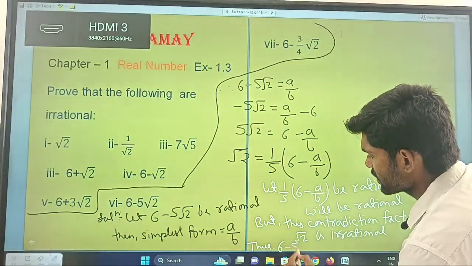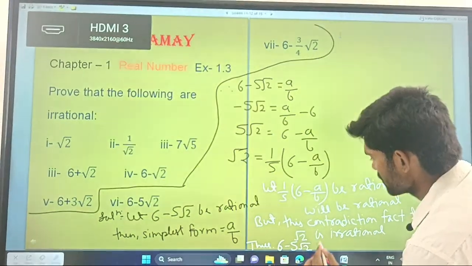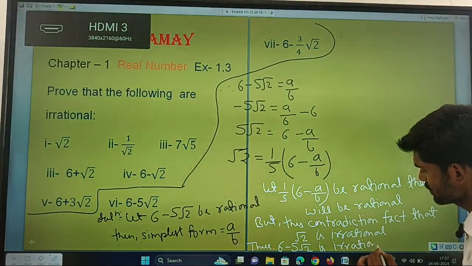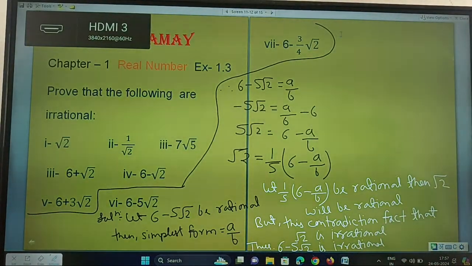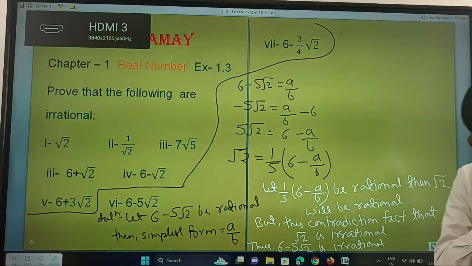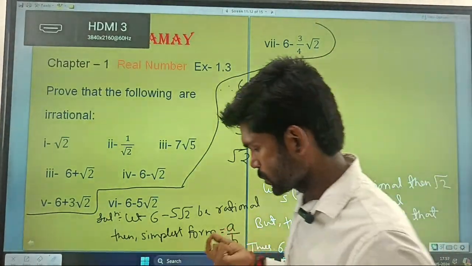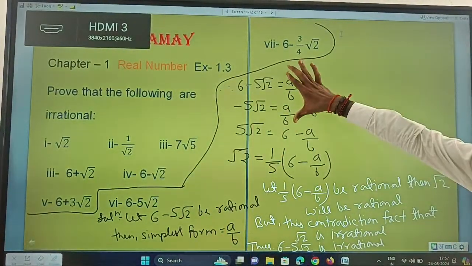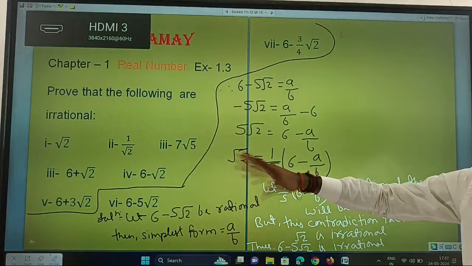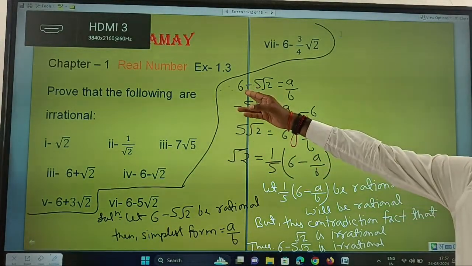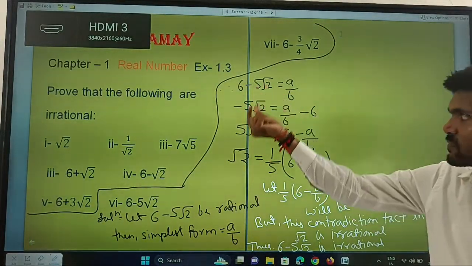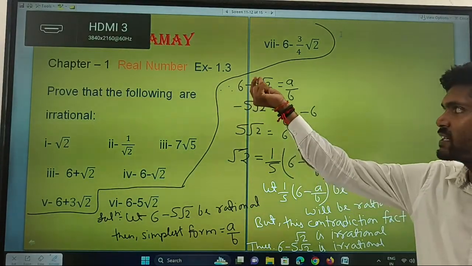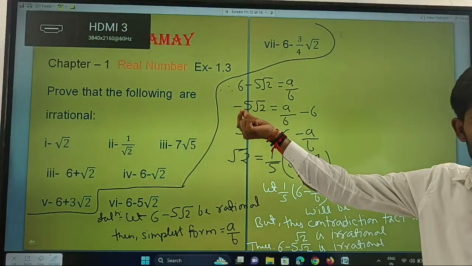6 minus 5 under root 2 is irrational. Understand or not? In the same manner, what do you have to do? First, suppose it is rational, then write the simplest form A upon B. Only the solution changes. If you know transposing, then you can solve all questions. Plus then minus; here minus is given, so we transpose.